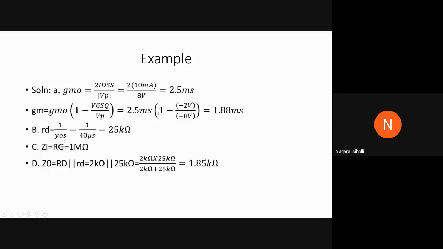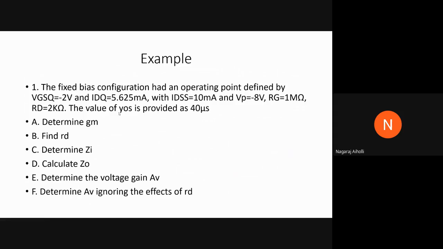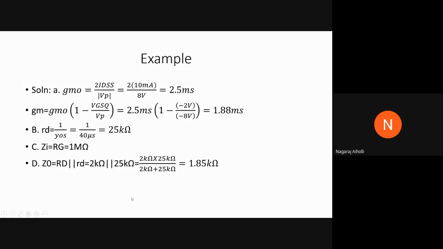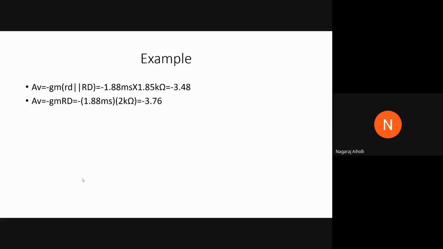So like this, we are calculating the performance parameters: GM, small Rd, Zi the input impedance, Z0 the output impedance, voltage gain AV, and voltage gain AV considering the effects of RD. That is, if we consider the condition small RD equal to 10 into capital RD, then we get AV equal to minus GM into capital RD.